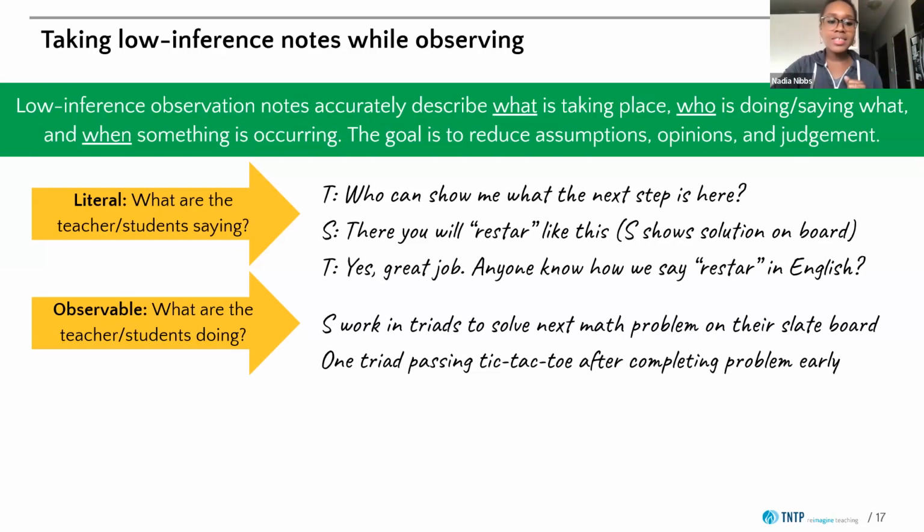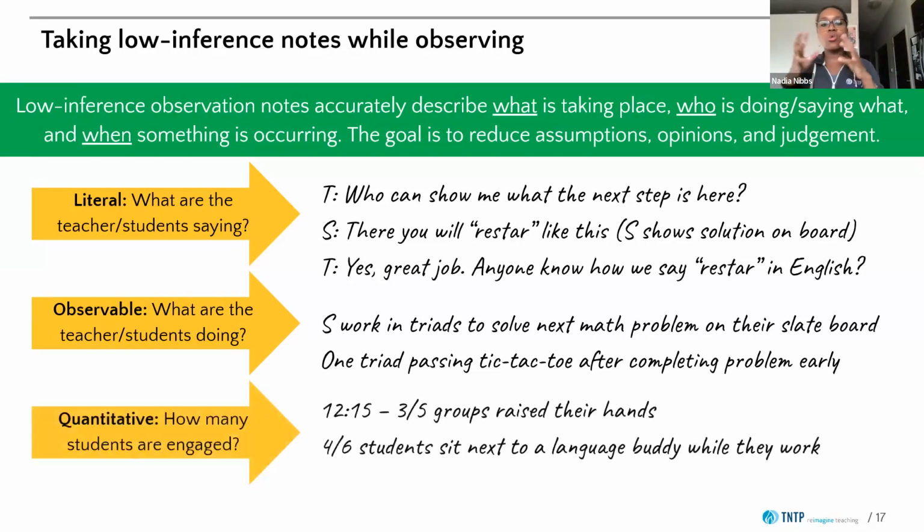Okay. The last thing about low inference notes is that they are quantitative. You are counting, and you're stamping that time. So at 12:15, 3 out of 5 groups raise their hands. 4 out of 6 students sit next to a language buddy while they work, right? Low inference. I should be able to read this, and like I said, it should be boring. They're like, okay, so what? 3/5 of groups raise their hands at 12:15. It should feel that dry. Here is why, though.